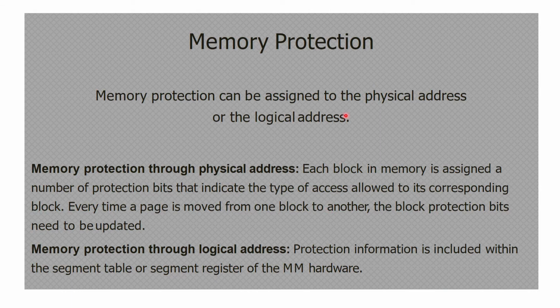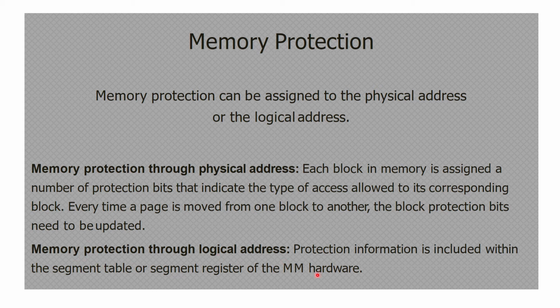Moving ahead, this is how we do the memory protection. We have memory protection through the physical address and also through the logical address. Each block in the memory is assigned a number of protection bits that indicate the type of access allowed to the corresponding block. Every time a page is moved from one block to another, the protection bits need to be updated. So if something is there through the physical address, obviously when there is a movement of the bits, the protection bits also need to be updated. Whichever place it reaches, there should be an update of the protection bits also.